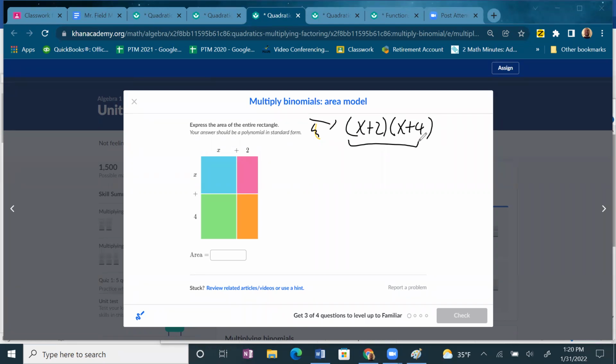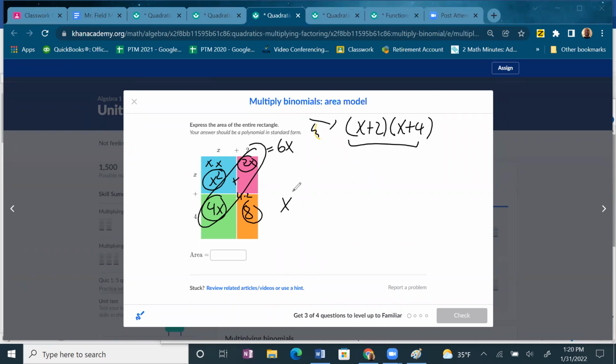Well, just multiply all 4 little squares here. So this is x times x, which is x squared. This is 2 times x, which is, well, this is 2x. This is 4 times x. And this last square is 4 times 2, which is 8. So now, with the other one, we didn't have any like terms. Now we have 2 like terms, the 4x and the 2x. And so we add them together and they add to 6x.